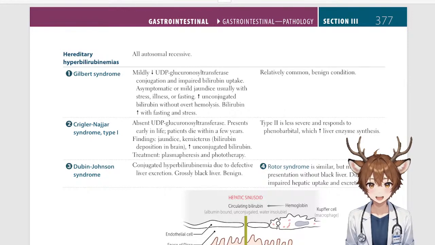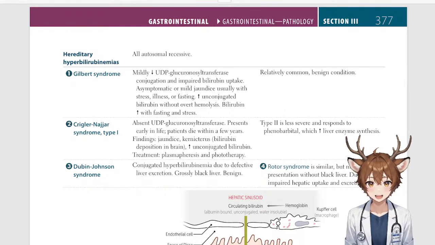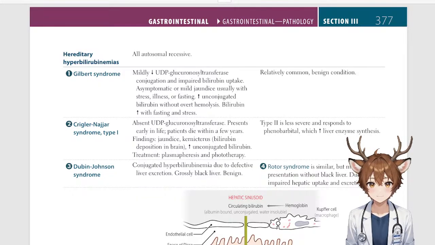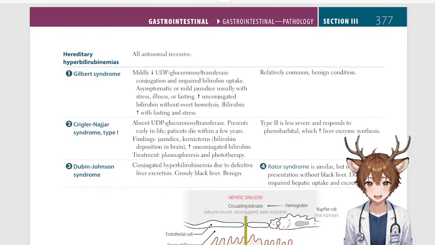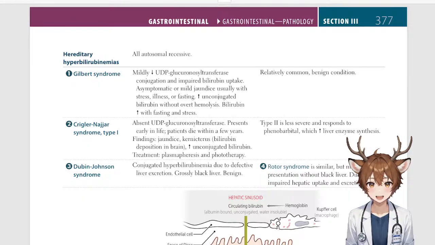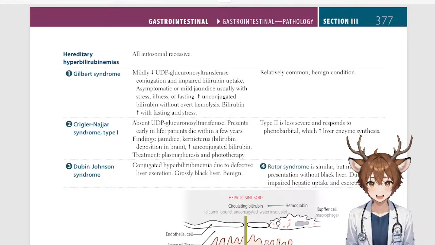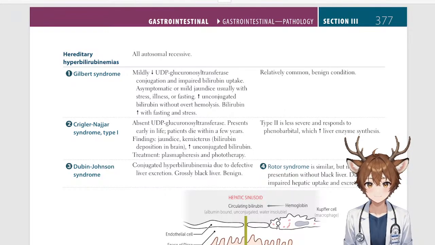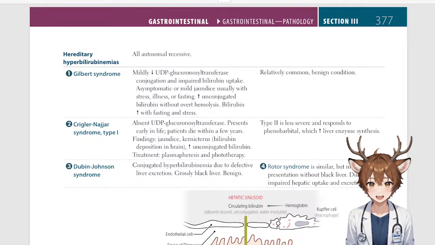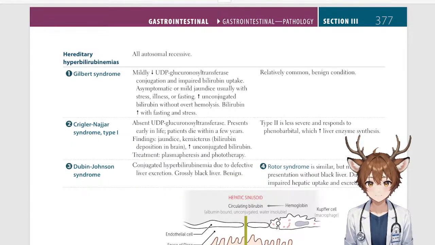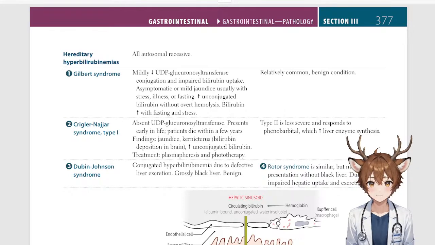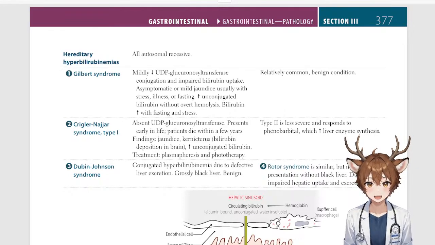Crigler-Najjar syndrome type 1: absent UDP glucuronosyltransferase, presents early in life, but some patients may not have neurologic signs until later in life. Findings include jaundice, kernicterus, which is unconjugated bilirubin deposition in the brain, and increased unconjugated bilirubin. Treatments would be plasmapheresis and phototherapy. It does not conjugate the UCB, but it does increase the polarity and water solubility to allow excretion. Liver transplant is curative, though. Type 2 is less severe and responds to phenobarbital, versus type 1, which is more severe, with increased liver enzyme synthesis.